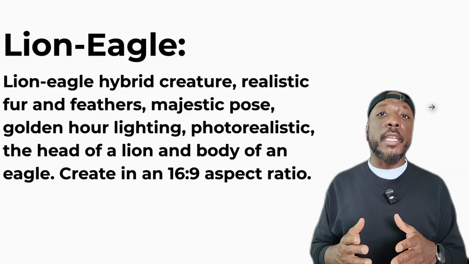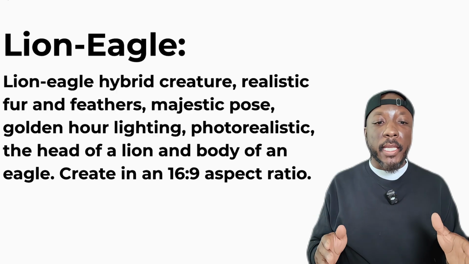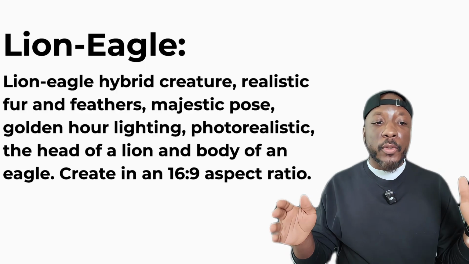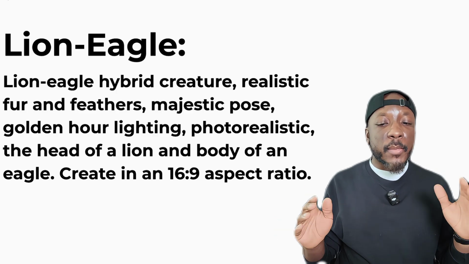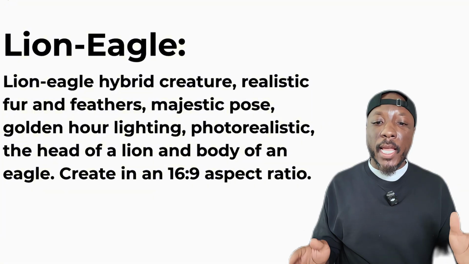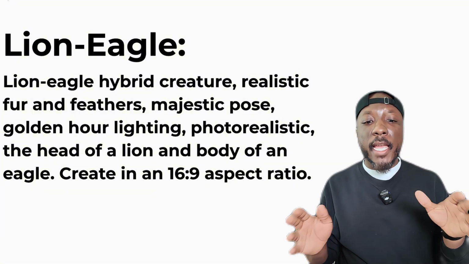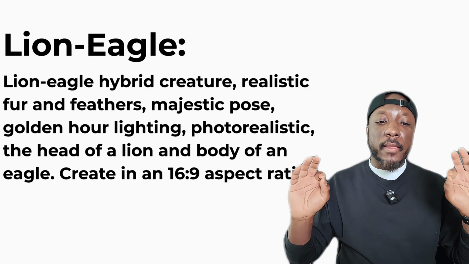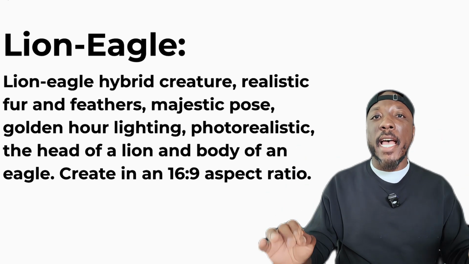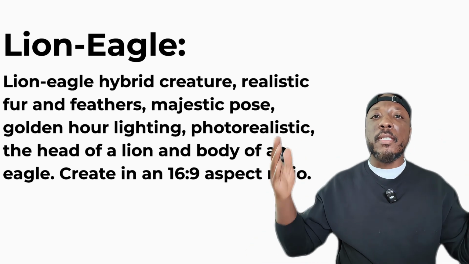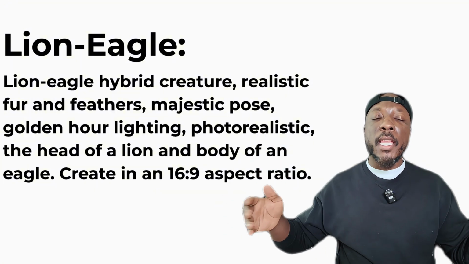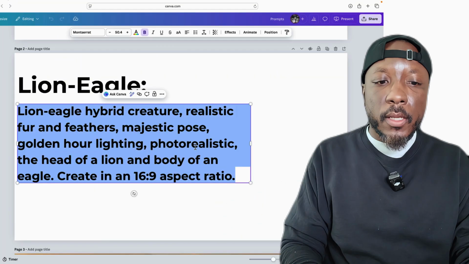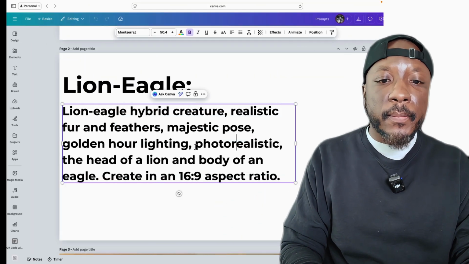The first prompt that we're going to use is lion, eagle, hybrid creature, realistic fur and feathers, majestic pose, golden hour lighting, photorealistic, the head of a lion and the body of an eagle. And we want to create this in a 16:9 aspect ratio. What that's going to do is it's going to actually fill up the screen in a horizontal way. So I'm going to copy my prompts here.